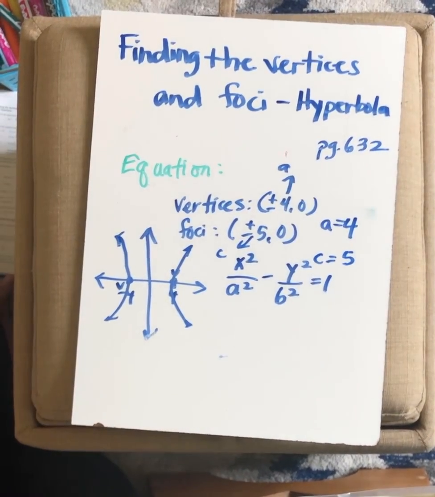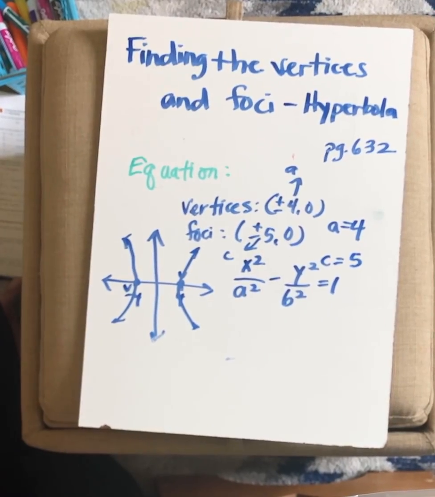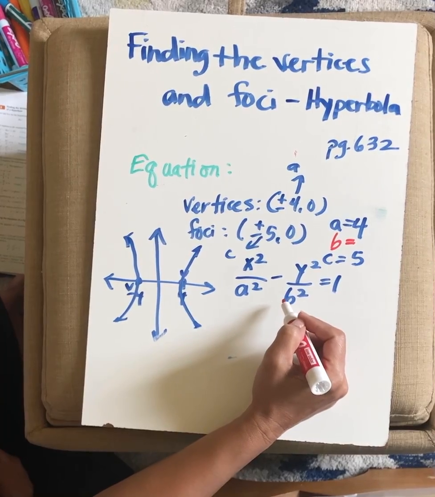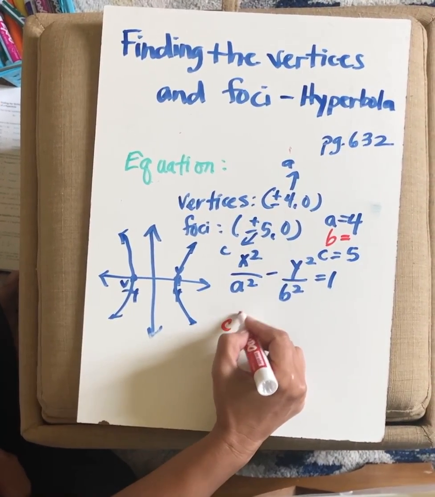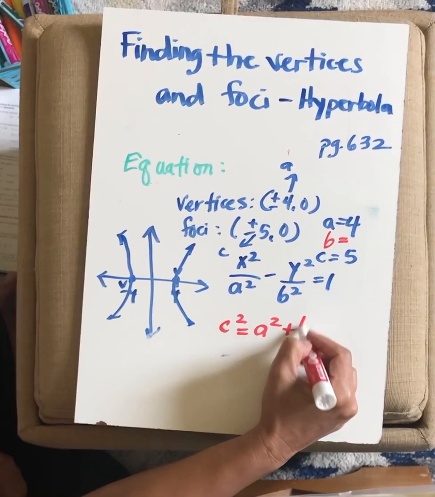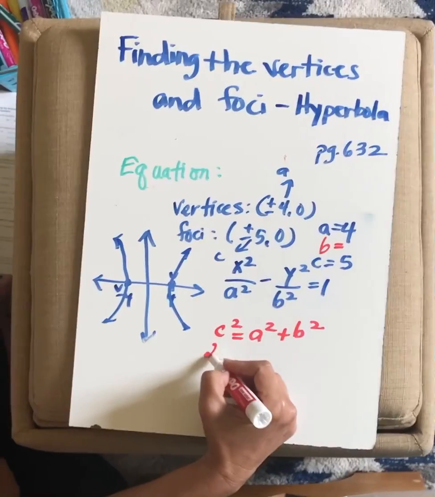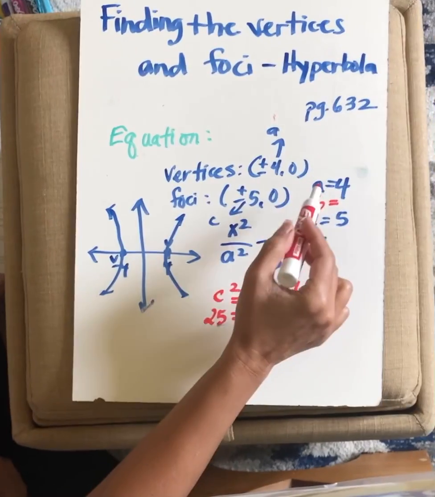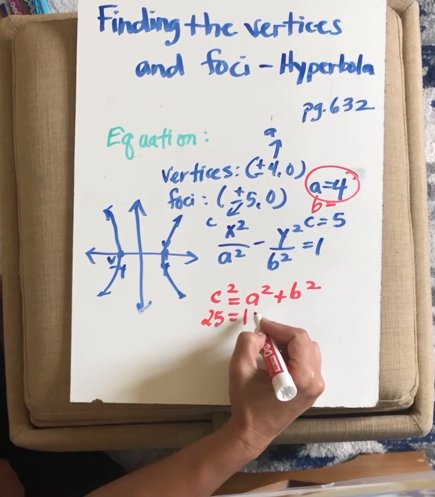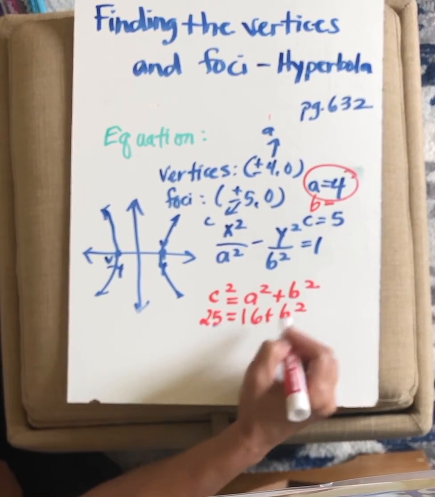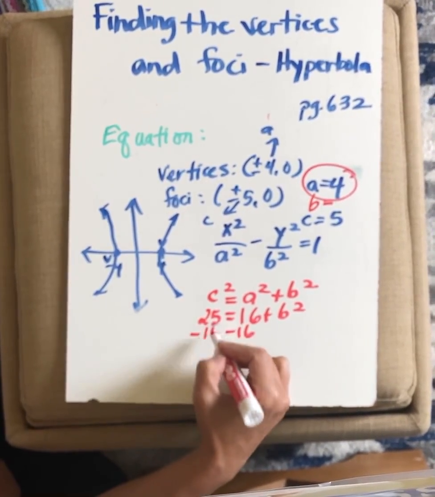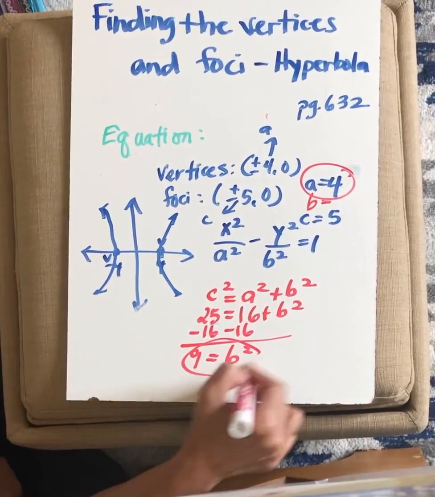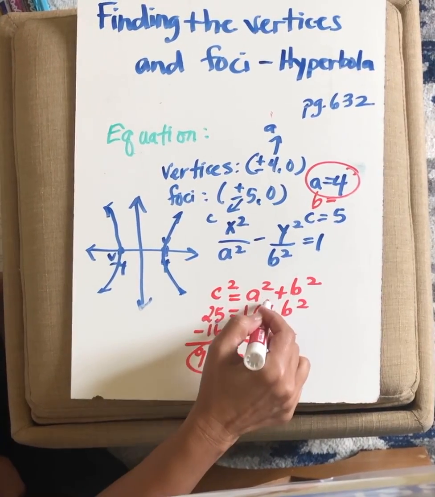So we will need to solve for b so that we can write that equation. So we need to figure out what b is, or basically b squared. So again, we're going to use the relationship of c squared equals a squared plus b squared. So c squared is 25 equals a squared, which is, so if a is 4, a squared will be 16, plus b squared. So go ahead and subtract 16 from each side. So b squared equals 9, and a squared equals 16.